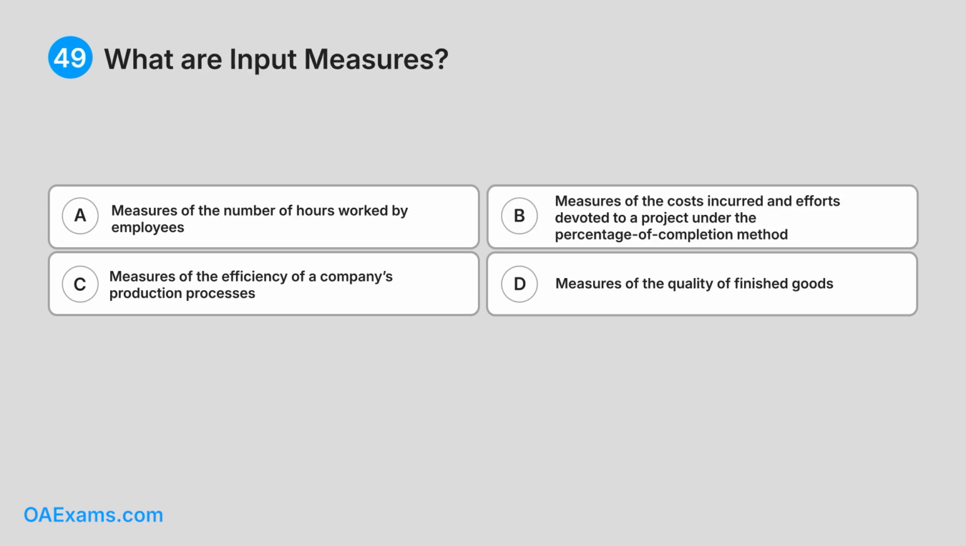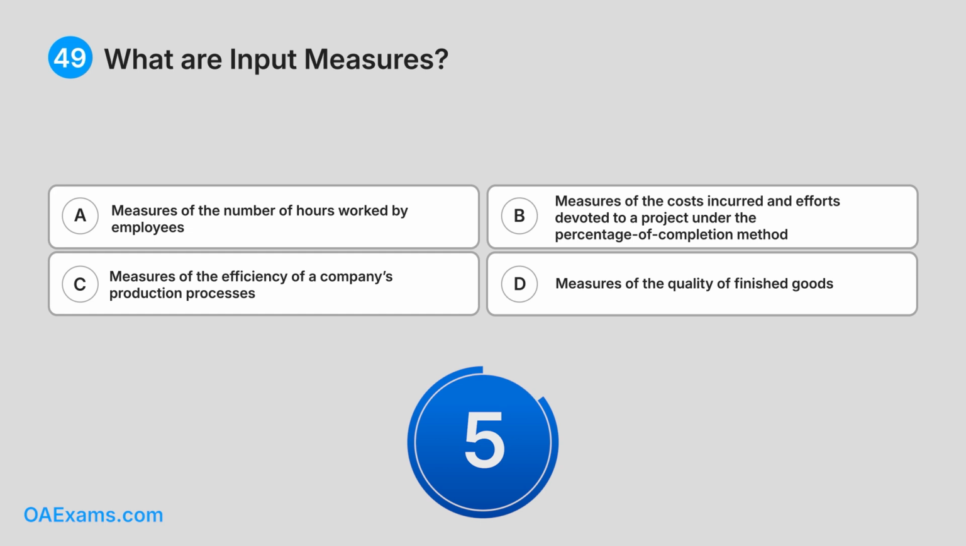49. What are input measures? A. Measures of the number of hours worked by employees. B. Measures of the costs incurred and efforts devoted to a project under the percentage of completion method. C. Measures of the efficiency of a company's production processes. D. Measures of the quality of finished goods. What do you think is the answer?